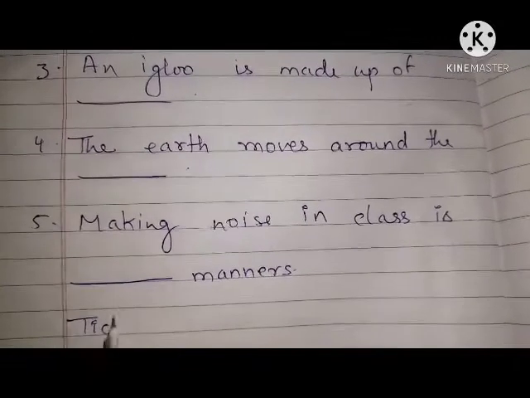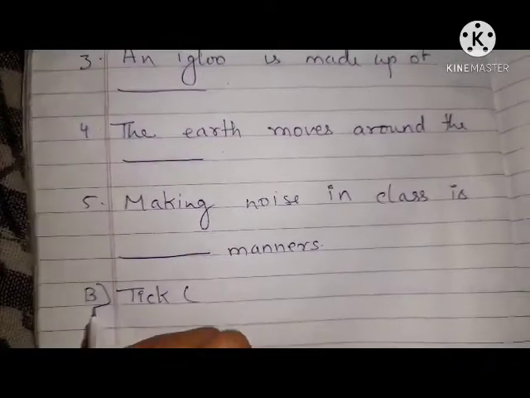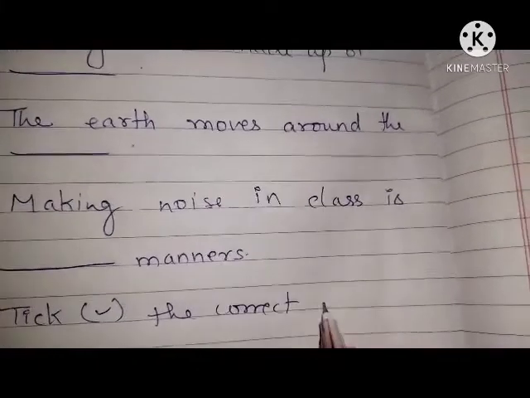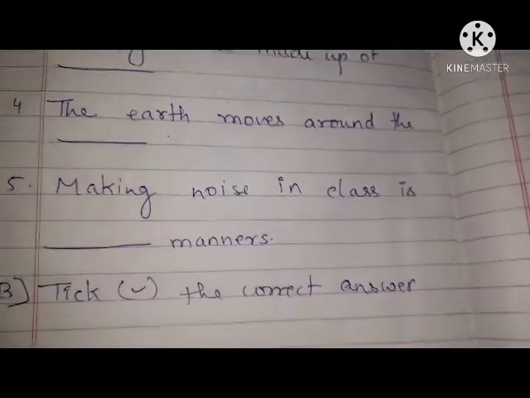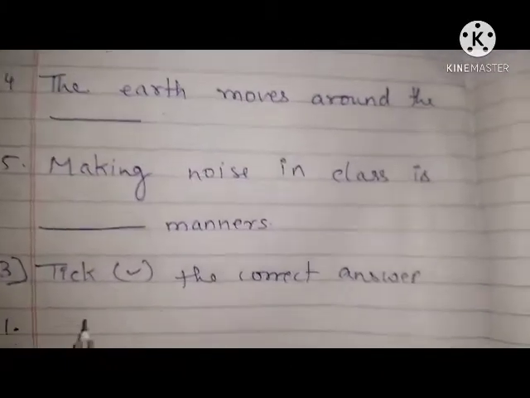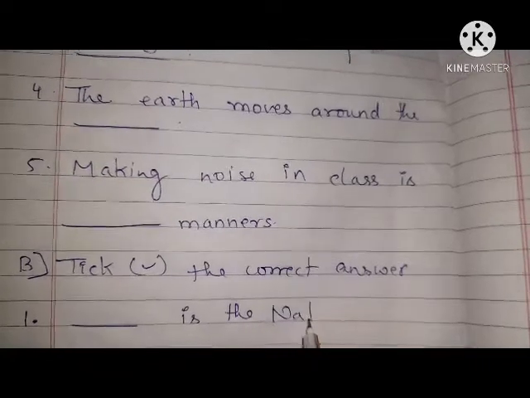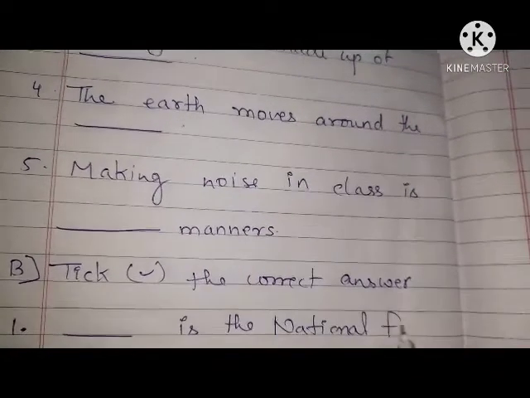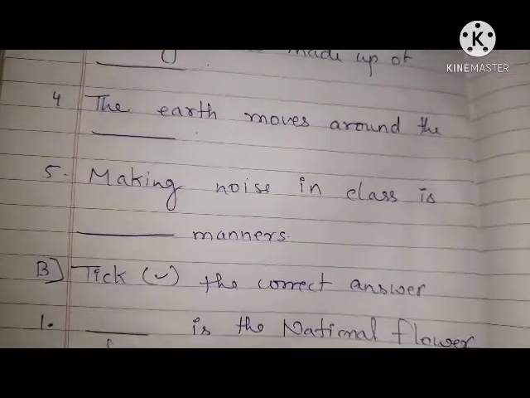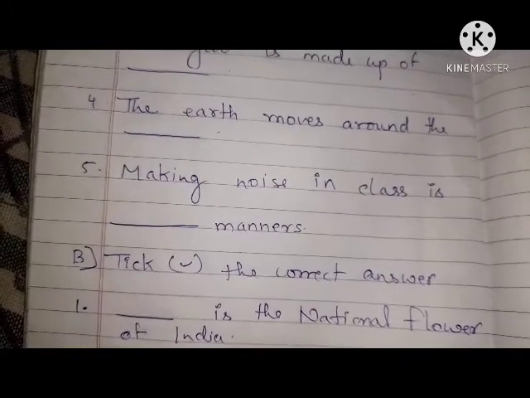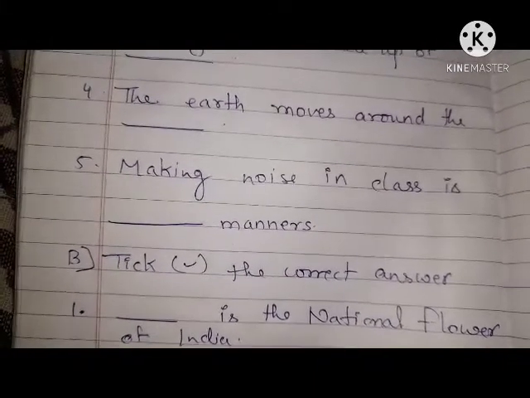Okay, now the next exercise is tick the correct answer. So this one is exercise A and this one is exercise B. Okay, right here tick the correct answer. Okay, so number one is dash is the national flower of India. So among these three options, which is the national flower of India, tick on that option.